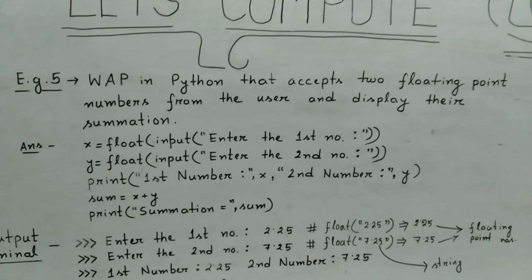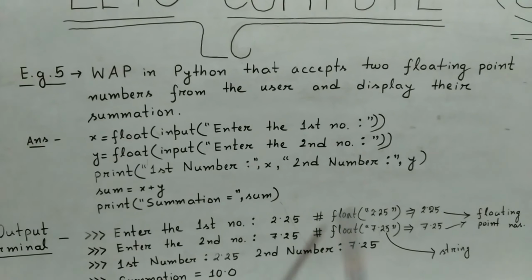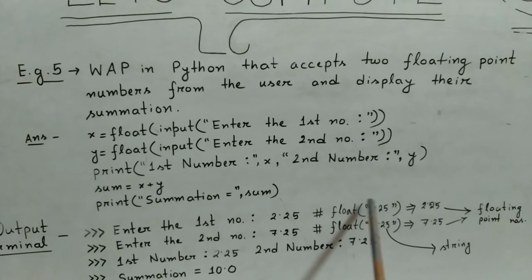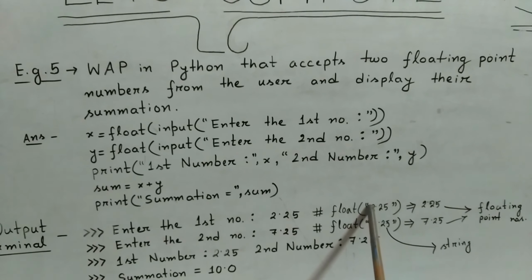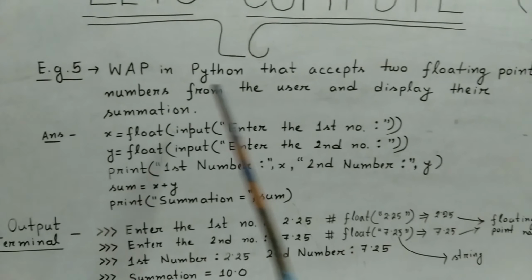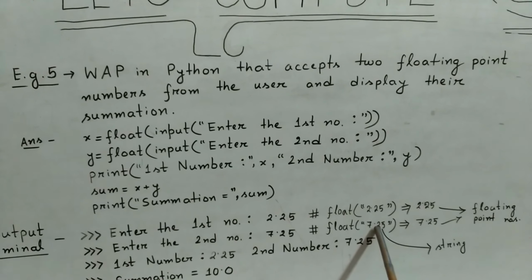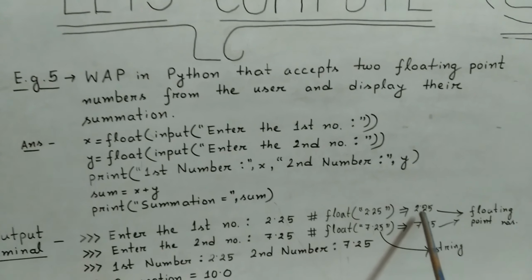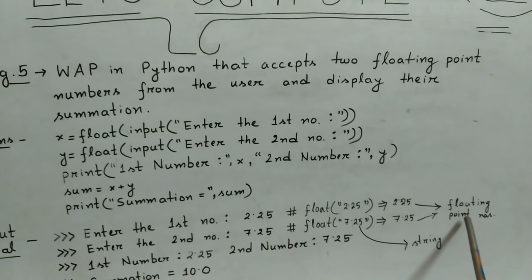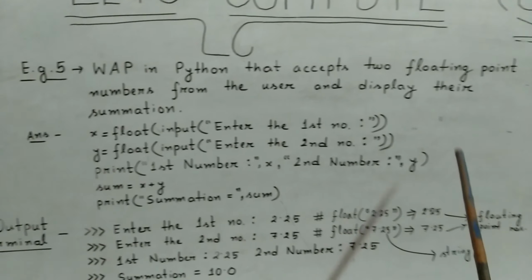Now you know the fact very well. Whenever you have entered 2.25 or 7.25 from the terminal, the function input accepts it as strings. Look at here, as strings. Strings are always placed within double quotation marks. Now due to the function float, the string values 2.25 and 7.25 have been converted to their equivalent float values. Now 2.25 and 7.25 are floating point numbers. Hence, we can perform any mathematical operation using these float values.